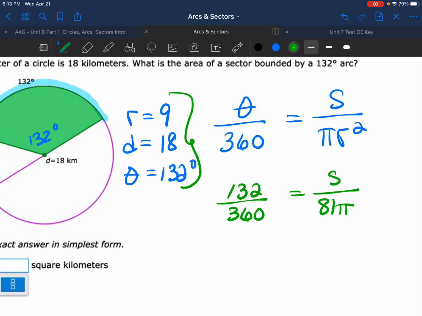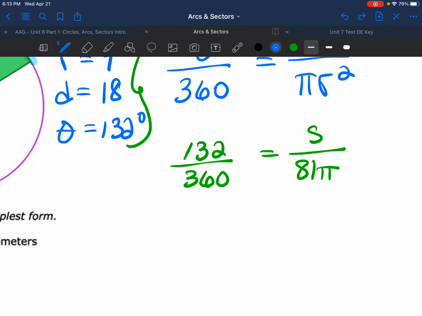Just to re-emphasize, this proportion helps us to remember the following: part of the degrees is to all of the degrees as part of the area is to all of the area. Our goal is to solve for S, the sector area. Now, here we go. I want to simplify this fraction to knock it down to smaller numbers. I divided 132 by 4, and it gave me 33, and then I divided 360 by 4, and it gave me 90. But I wasn't done yet. I could still divide them both by 3. So when I finally simplify my fraction, I am left with 11/30.